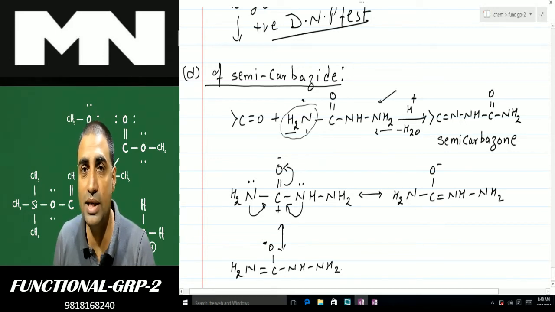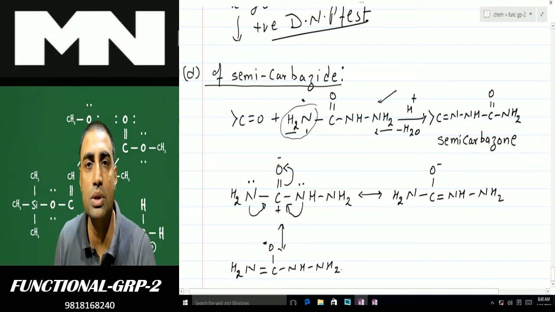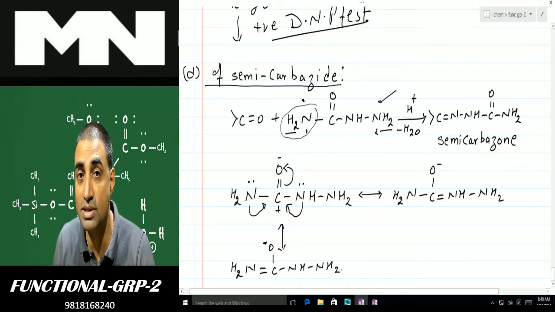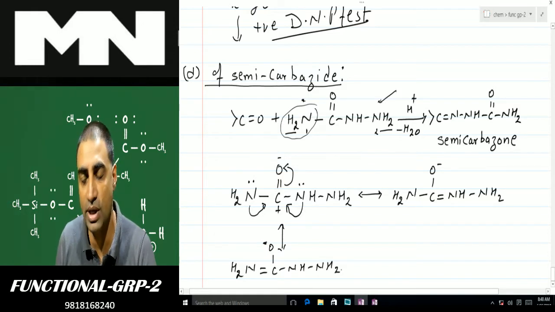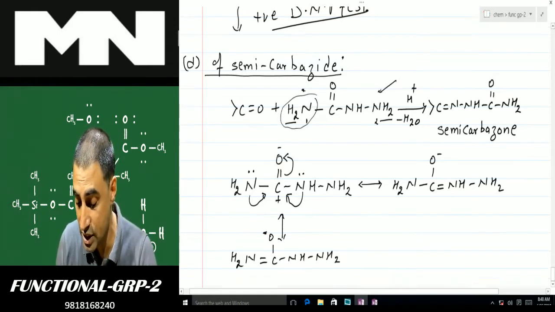The other NH2 group, which is not attached to the carbonyl group, is not under any such resonance. So it can donate its lone pair of electrons and will act as a nucleophile, leading to the formation of semicarbazone.